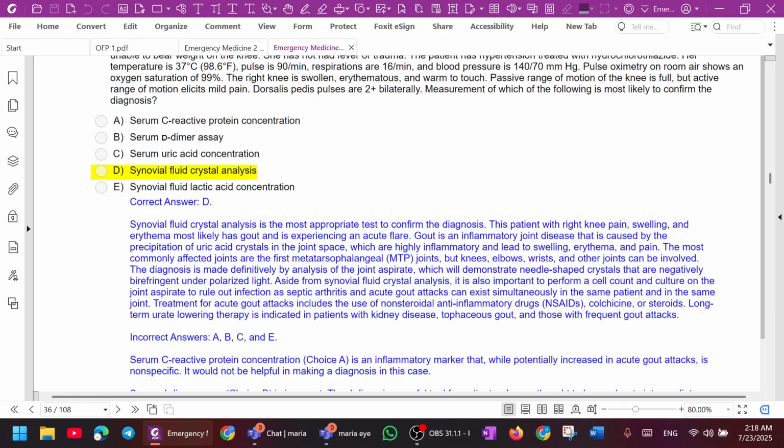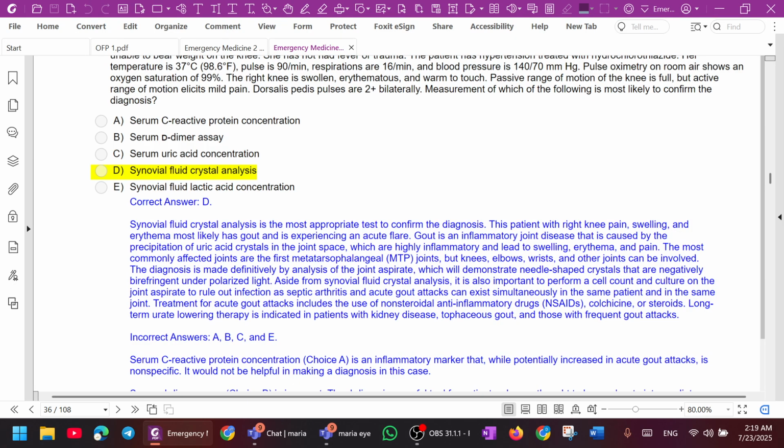Aside from crystal analysis, it is also important to perform cell count and culture on the joint fluid, as infection, aseptic arthritis, and acute gout can exist together in the same patient and in the same joint. Treatment for acute gout attacks includes the use of NSAIDs, colchicine, and steroids. Long-term urate lowering therapy is indicated in patients with kidney disease, tophaceous gout, and those with frequent gout attacks.